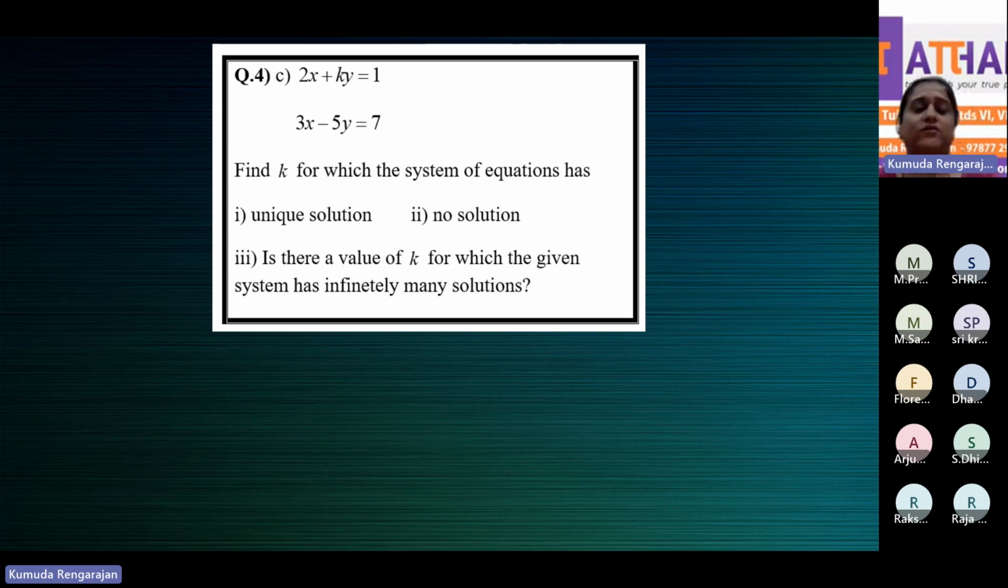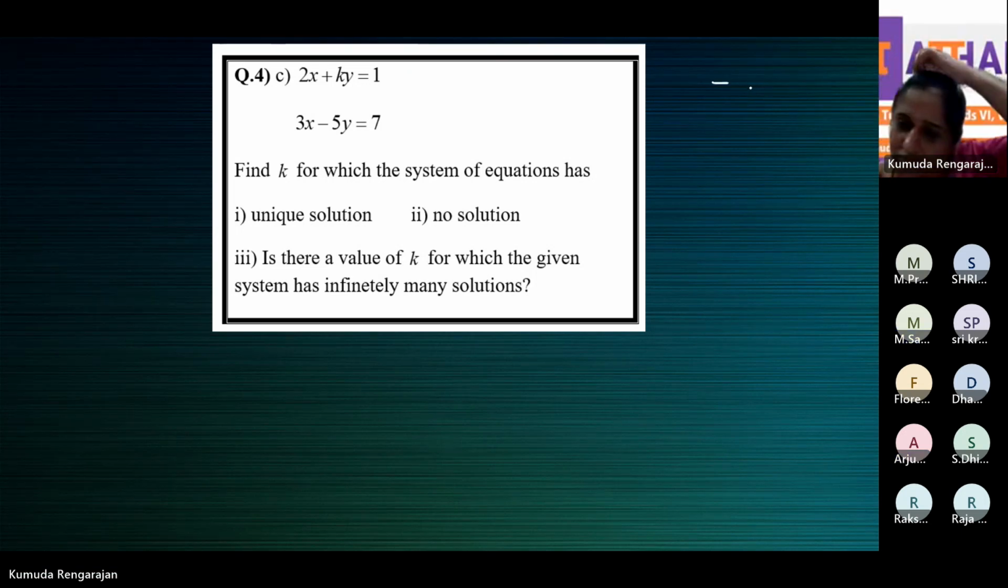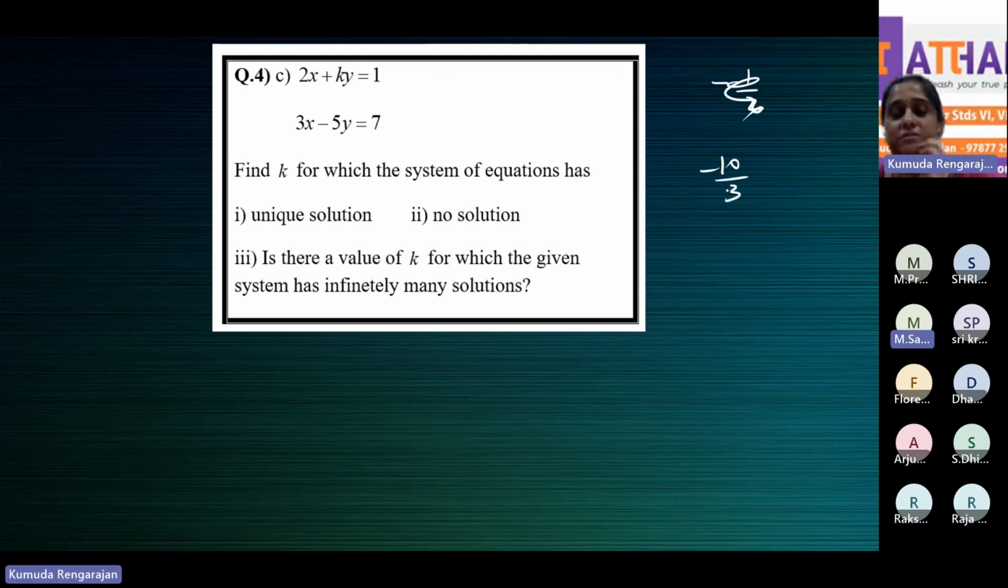Yes, all of you share the first answer. Value of K for unique solution. Minus 10 by 3. Arjun, yes? Minus 10 by 3. Ma'am, minus 10 by 3, ma'am. Minus 10 by 3, okay. Are you all getting the same answer? Yes, ma'am, minus 10 by 3.